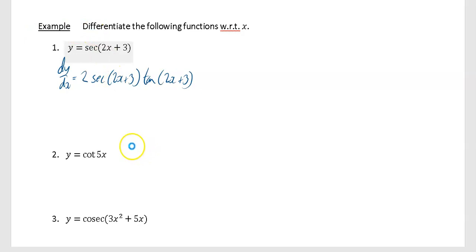Okay, the next one, you've got cot of 5x, and we know from what we have just done, if you differentiate cot, you get minus cosec squared. So here it's going to be minus cosec squared of 5x, and if you differentiate the 5x, you get the 5, so minus 5 cosec squared 5x.